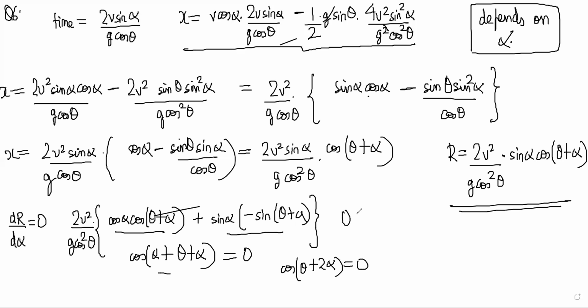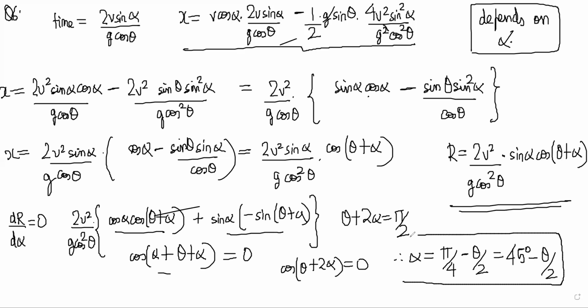That can happen when theta plus 2 alpha is equal to pi by 2. So therefore we get the situation that alpha must be pi by 4 minus theta by 2, which is basically 45 degree minus theta by 2. That is your alpha that is required for you to be able to get maximum range.